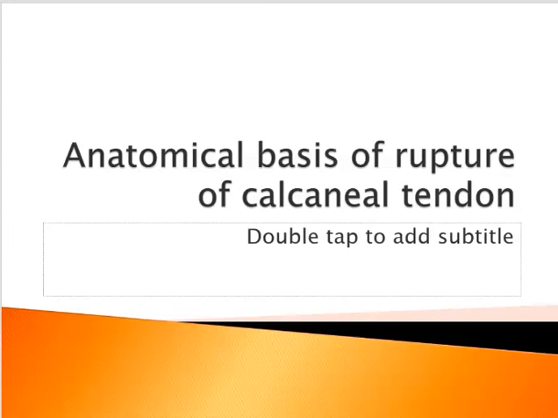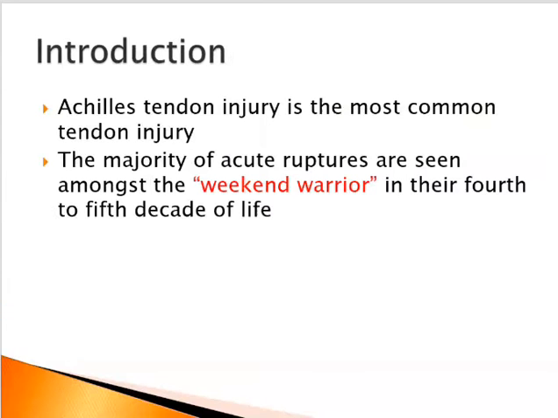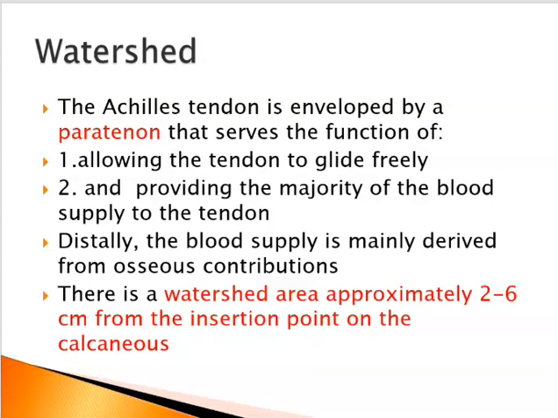Then we go to anatomical basis of rupture of calcaneal tendon. The Achilles tendon injury is the most common tendon injury. The majority of acute ruptures are seen amongst the weekend warriors in their 4th and 5th decade of life. There is one watershed. What is watershed?